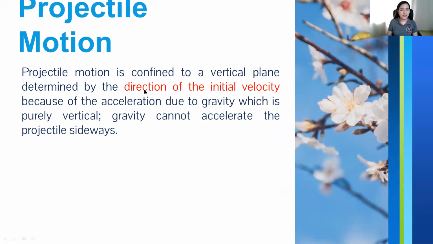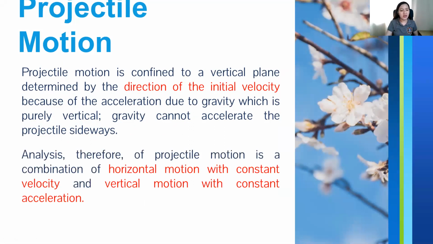Projectile motion is confined to a vertical plane determined by the direction of the initial velocity because of the acceleration due to gravity, which is purely vertical. So gravity cannot accelerate the projectile sideways. So even if it is initially launched this way, eventually it will just go down because there is a factor that is causing it to go down.